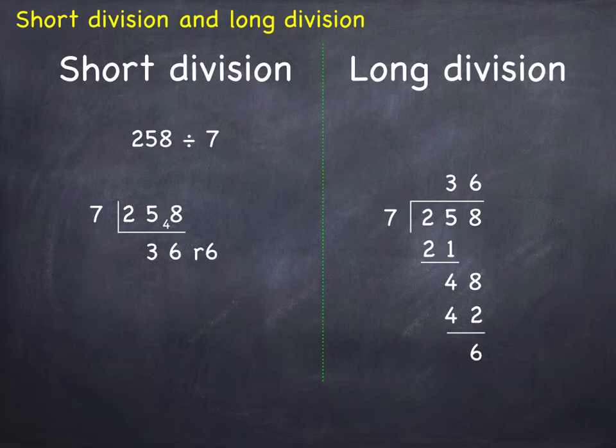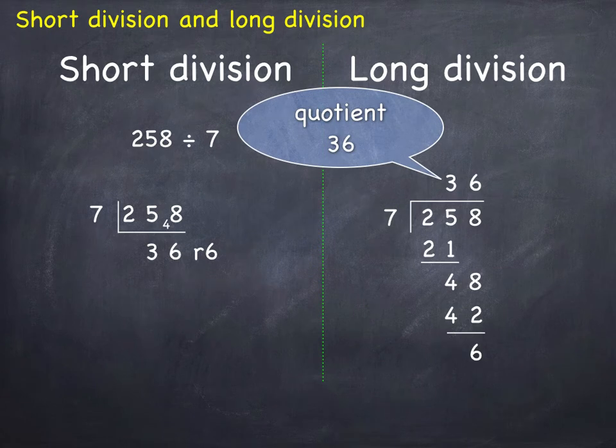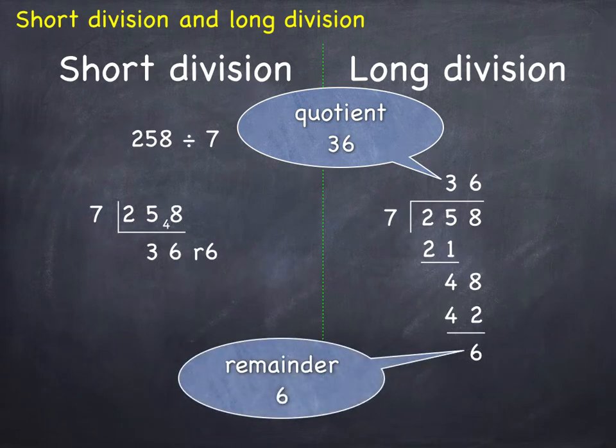As before, there are two parts to the answer. The whole number part, called the quotient, is here, and that's 36, and the remainder is here, 6.